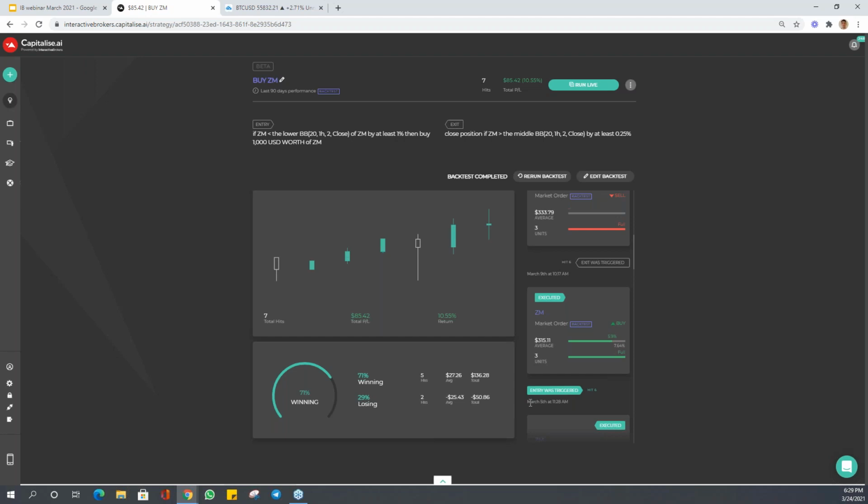So here we have entry of hit 6. You can see this happened on March 5th, 11:28. I'm on Eastern time on my side. And you can see that the exit would have occurred on March 9th at 10:17 a.m. You can see in these cards that for the entry, the units were 3 units that we got, and the execution price, $315.11.